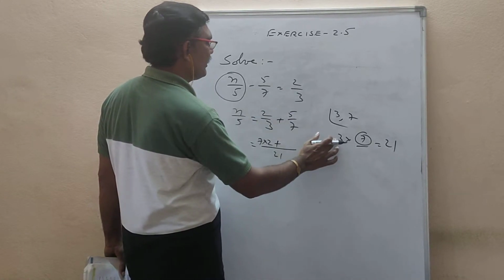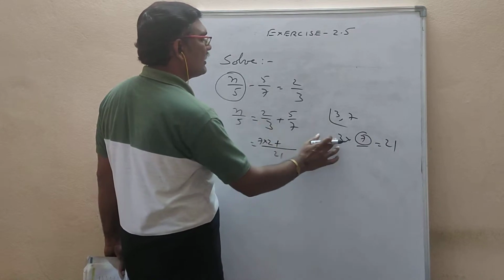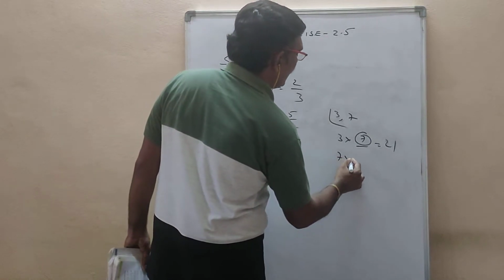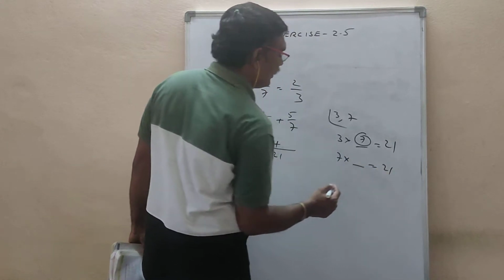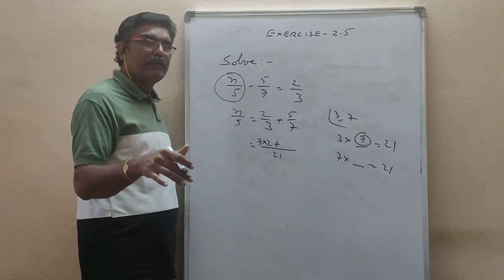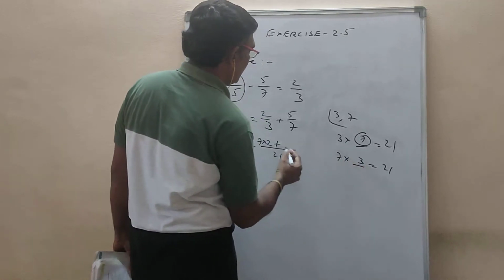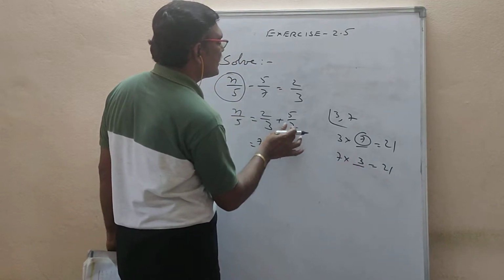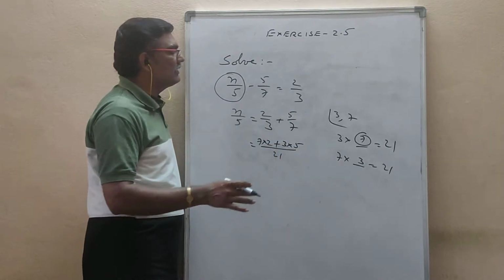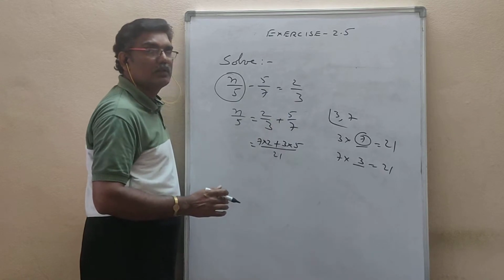Here you took 3 because in the first fraction the denominator is 3. In the second fraction the denominator is 7. So you read the 7 table until 21 comes. When does 21 come? 3 times. That 3 you write with the numerator 5. Some teachers will say do cross multiplication.